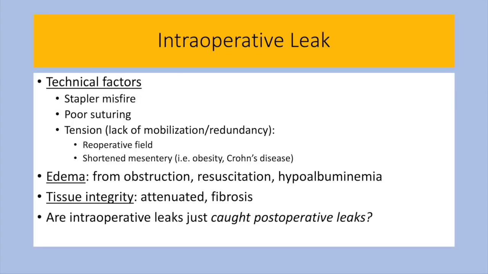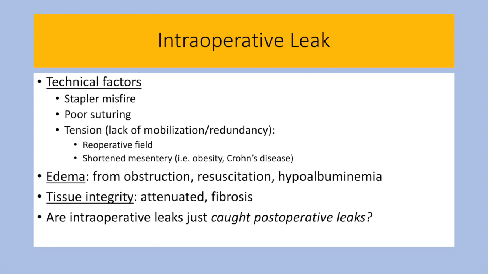Focusing on the intraoperative leak, several technical factors can be contributors. Stapling misfires, poor suturing, and tension on the staple or suture line have been reported. No significant differences are noted in the literature regarding leak rates and modality of anastomotic creation, whether staples or sutures are used. The lack of mobilization and lack of redundancy can cause tension, and this is especially notable in the reoperative field and in conditions where a foreshortened mesentery can be seen, such as obesity and Crohn's disease. Edema from obstruction, resuscitation, or poor nutrition can challenge anastomotic integrity. Thin or fibrotic tissues present a similar challenge for holding sutures or staples.